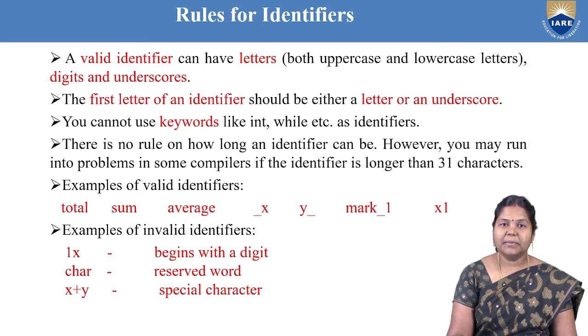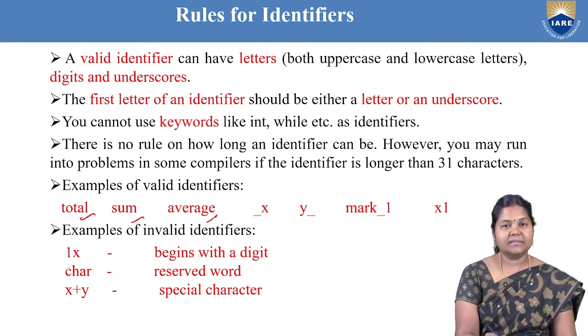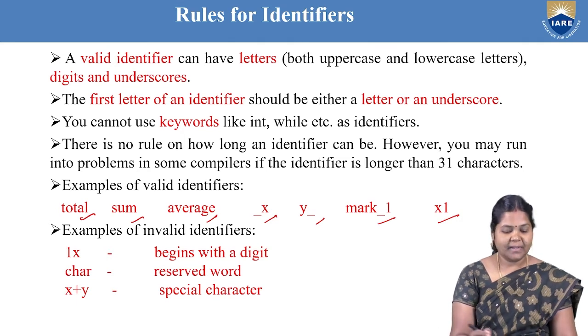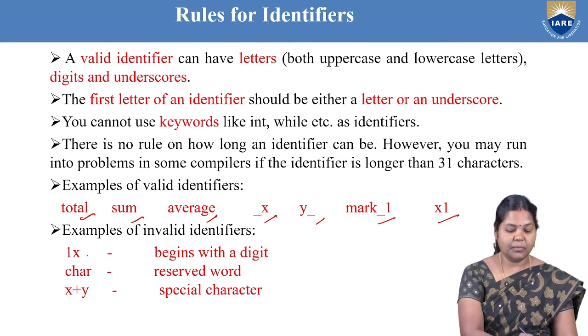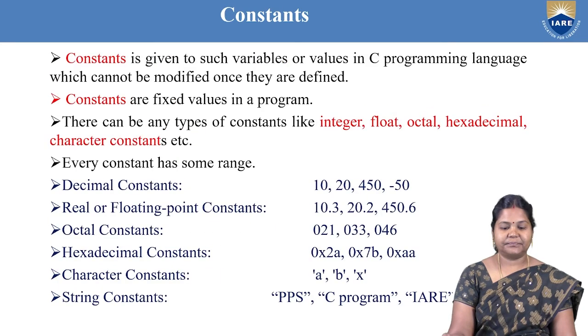Then, let us see some examples of valid identifiers. Here are total, sum, average, underscore, which has started with an underscore, x, y underscore, then mark underscore 1, then x1. These are all valid identifiers because they have followed the rules of identifiers. And similarly, invalid identifier 1x has started with a digit, so it is invalid. Then char is a keyword. Then x plus y, where plus is a special character which cannot be used. So, these are some valid and invalid identifiers.